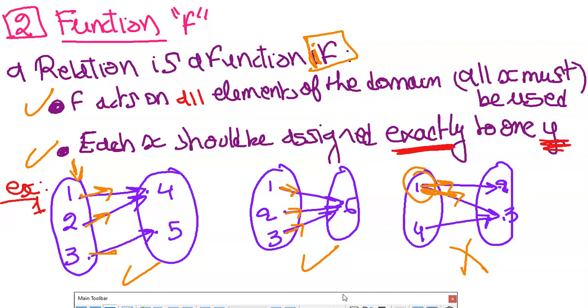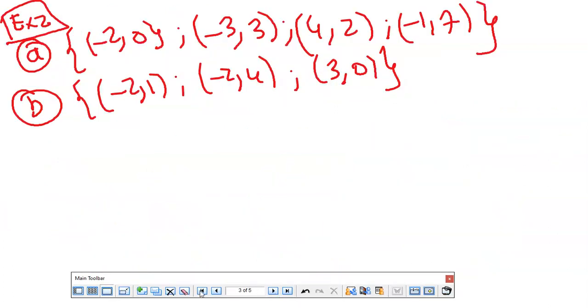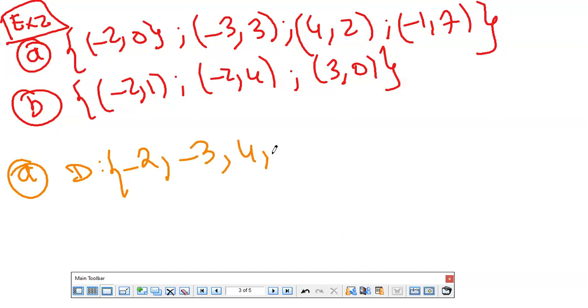Let's do another example, but not as a diagram. I can have it as a set of points. Let's see, does part A represent a function? So what should I do? You just look at the x's and see if you have a common x somewhere. Let's look at A. What is the domain here? If I want to write the domain, guys, the domain is -2, -3, 4, and -1. Look at it: -2, -3, 4. I don't have any x that is repeating.